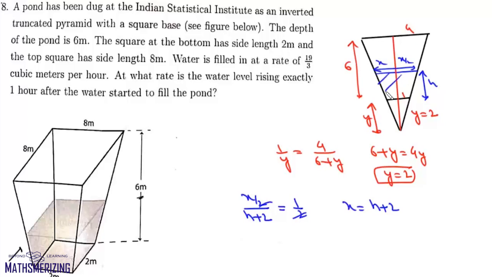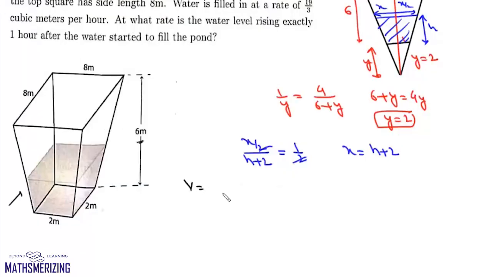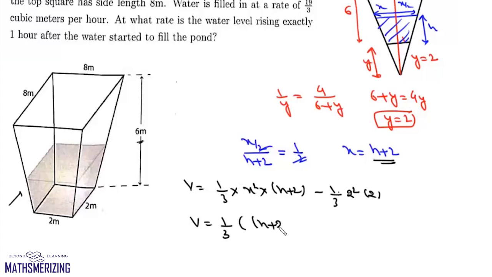Now we can write the equation for the volume of water in the pond. Now the volume of water in this pond will be 1 by 3 into the area of the base x square into its height, which is h plus 2, minus the volume of this truncated pyramid, which is 1 by 3 and then 2 square into 2. So we can write this as 1 by 3. Now x is h plus 2, so we can write this as (h plus 2) whole cube minus 8.